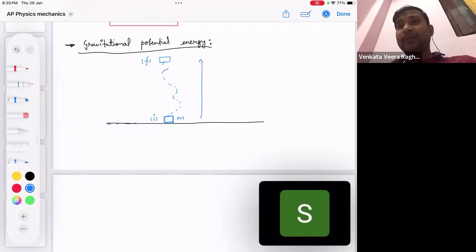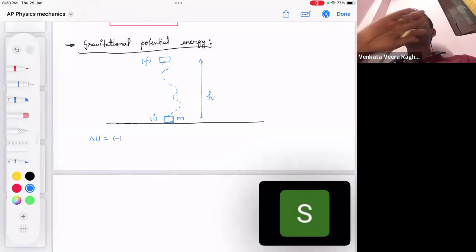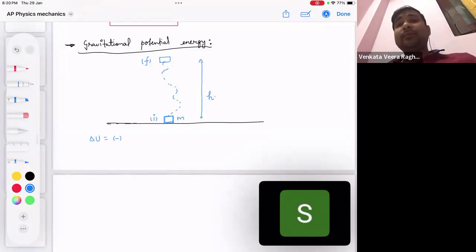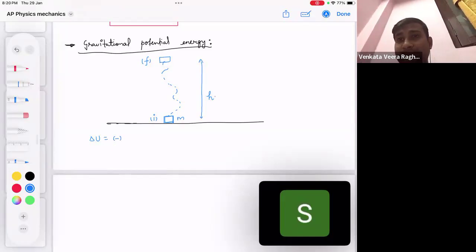And the height difference between them is something h. So if I ask you, what is the change in potential energy? You should always first answer about change in potential energy. Then we will put a reference point, and after that, change in potential energy will be converted into just the potential energy. So if I write delta U, what you will write? Negative of work done by conservative force. Can you tell me what is the work done by conservative force here? Work done by gravity only, because here I'm talking about the gravitational force.